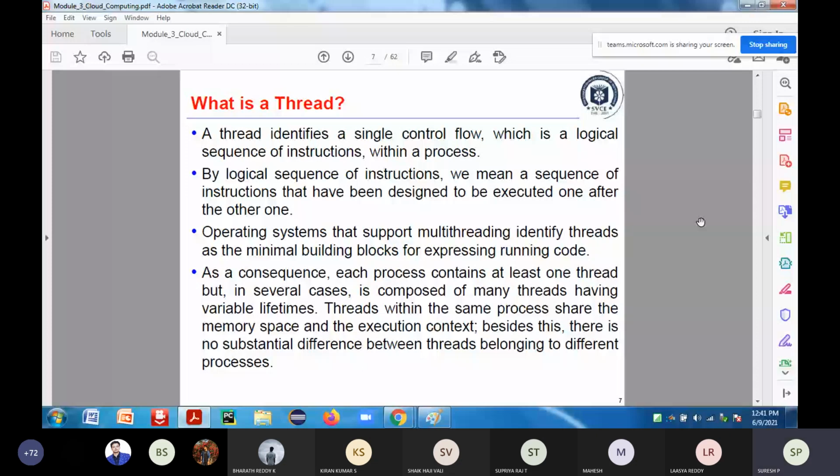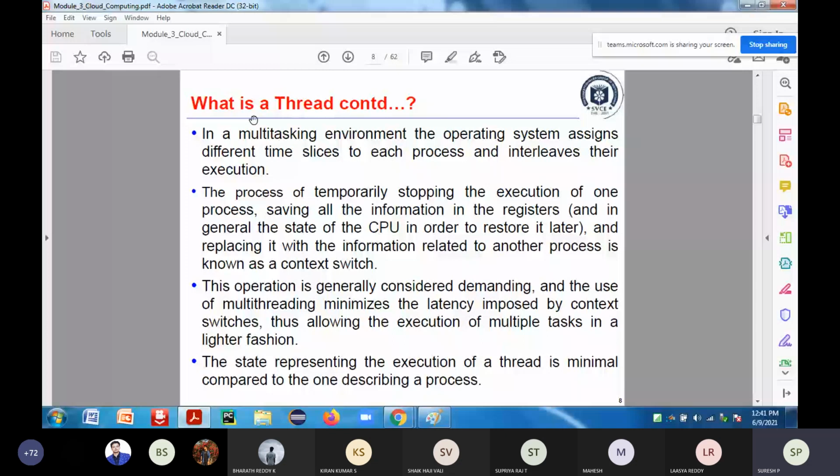Now when it comes to threads in the multitasking environment, the operating system assigns different time slices for each process and interleaves their execution. From the operating system point of view, each individual process is allocated some time depending upon the type of scheduling. In first come first serve scheduling, whichever process comes first is done first, and the next process that comes is started next. This is how processes are scheduled. With the help of scheduling in the multitasking environment, the operating system assigns different time slices for each process and interleaves their execution.